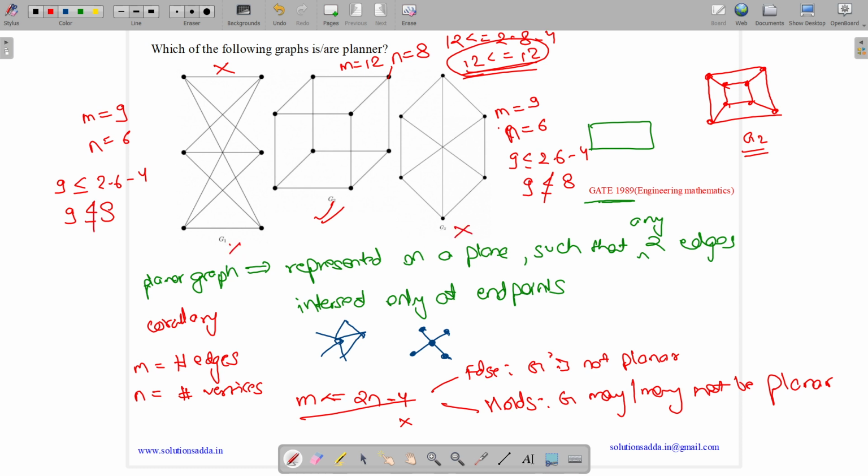G1 is also not planar. So the answer is G2 is planar. And we can also see that G1 and G3 are isomorphic to each other. So if G1 is not planar, then G3 is also not planar. So the answer is G2.